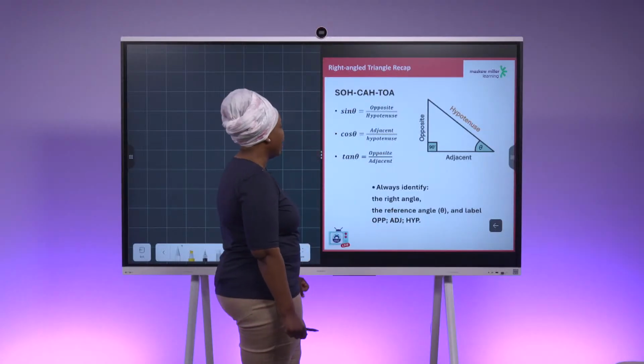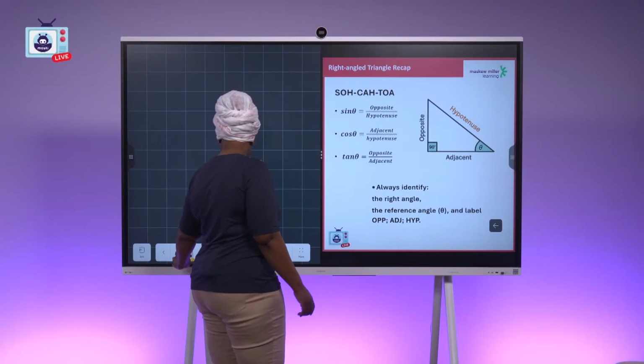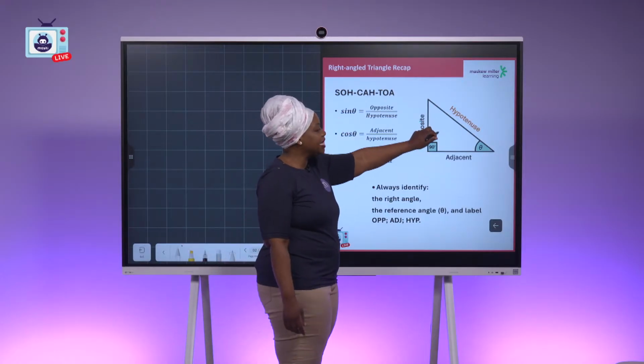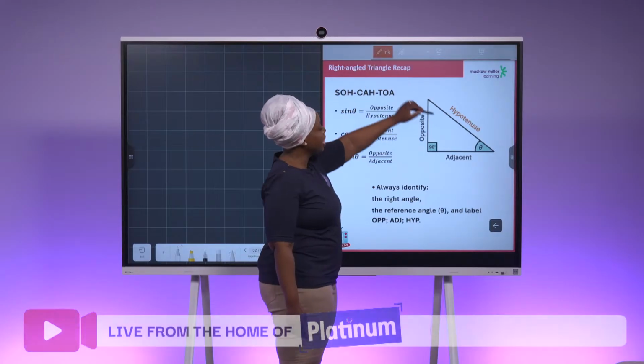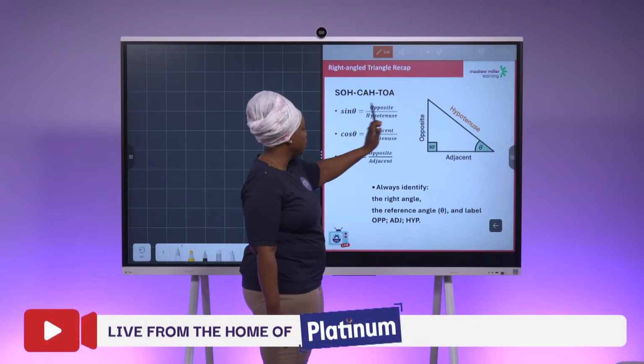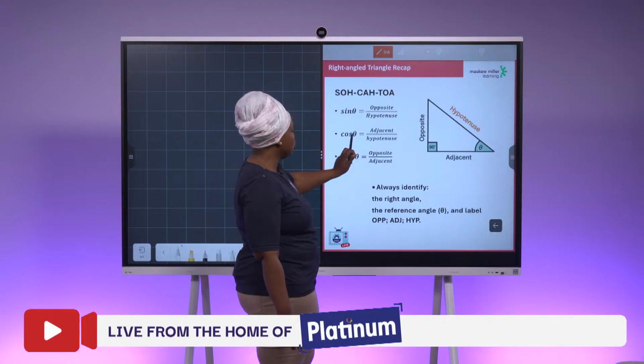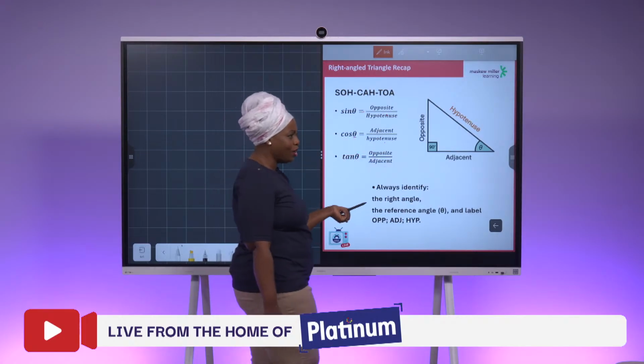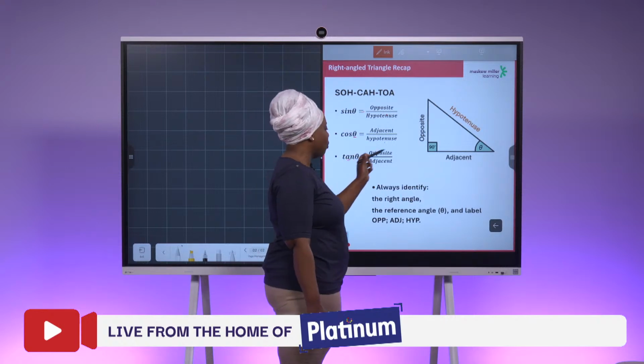So the recap here, remember your SOH CAH TOA, which is what we have here. Sine of an angle, if you are given a right-angled triangle, sine of any angle is going to be opposite divided by hypotenuse. Cos is adjacent over hypotenuse. You guys know this song already. And then tan is opposite over adjacent.